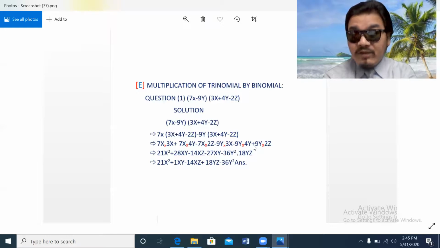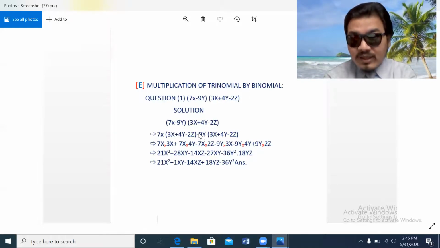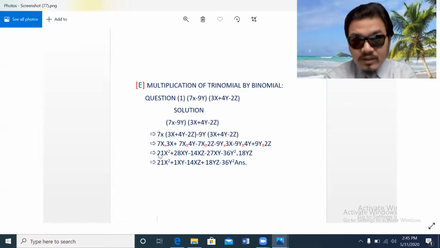Most of the students make mistakes here. Please, we have to be very careful. When you're removing the bracket, don't forget to multiply this sign. Minus 9 and minus 2 here, minus minus is plus.